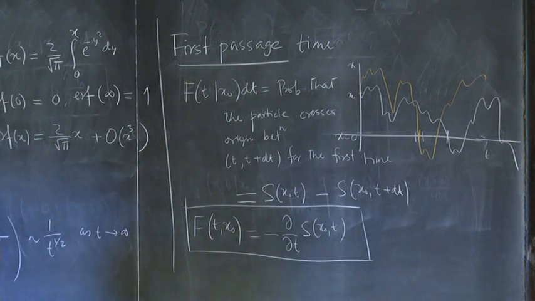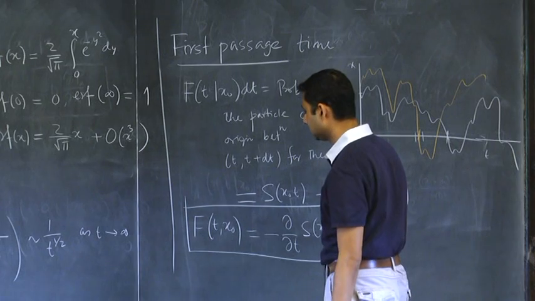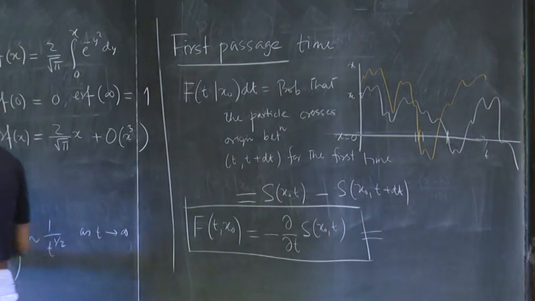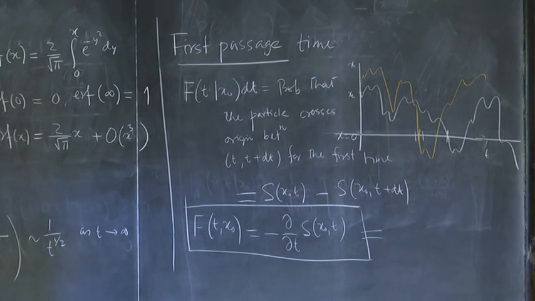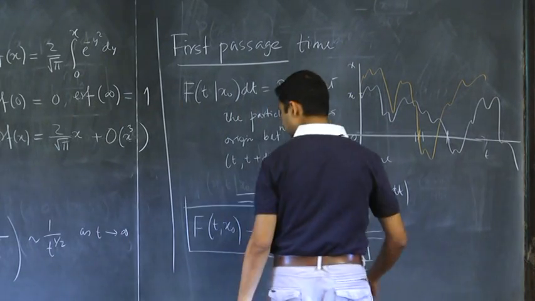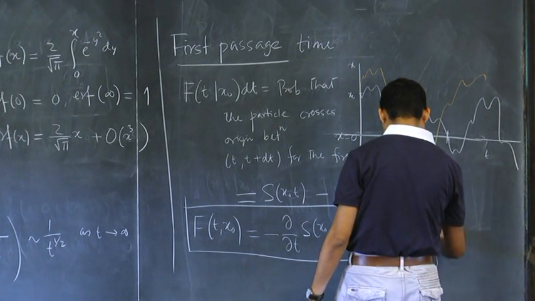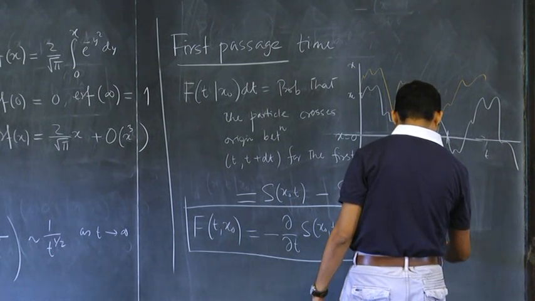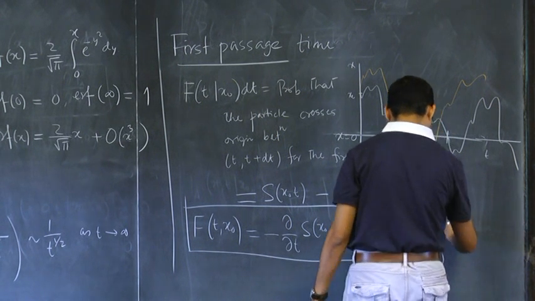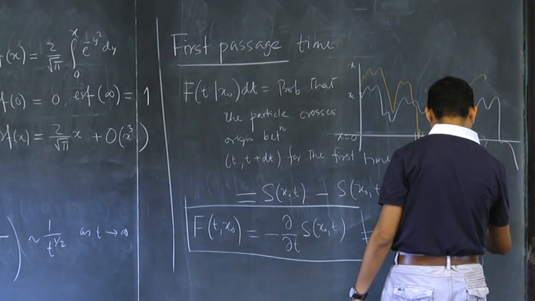So let us calculate that. You know this guy. So what does it give? If you take a derivative of an error function, what does it give? That gives you a Gaussian. So let me just write down the answer, you just verify later. So this is x0 by square root of 4 pi D t to the power 3 by 2, e to the power minus x0 square by 4Dt.